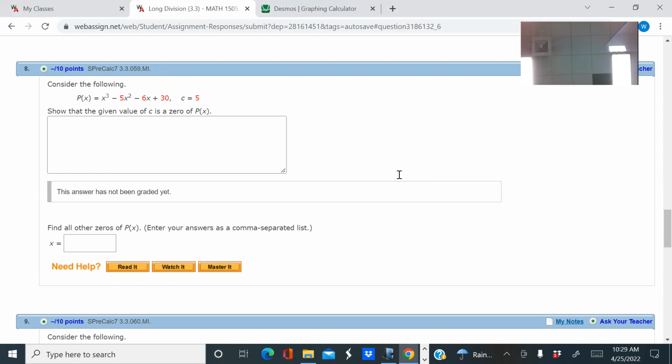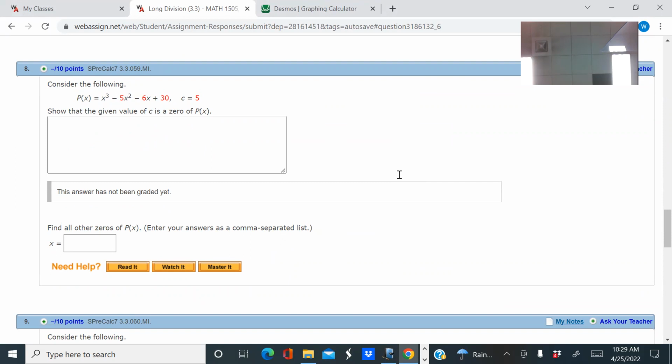You might have to type in some characters just to fool it and make it think that you're trying something, but this is not graded. So I think the only thing that's graded in this problem is the second part here, right? This is very much what we just did. This is just kind of repetition of what we did, right?